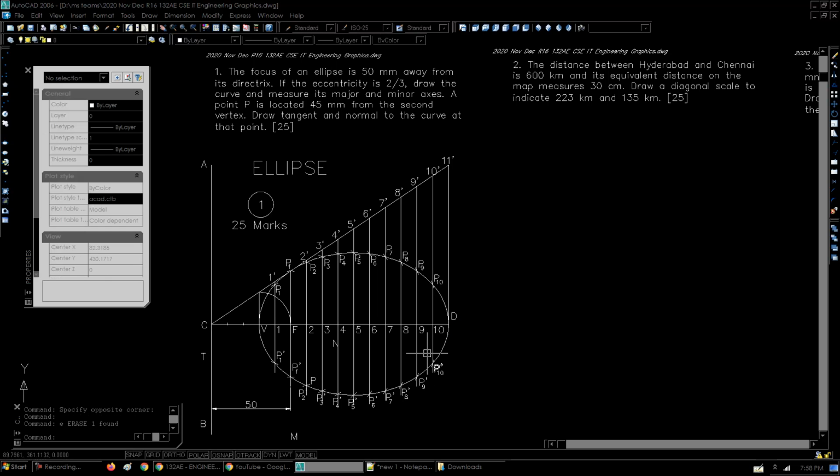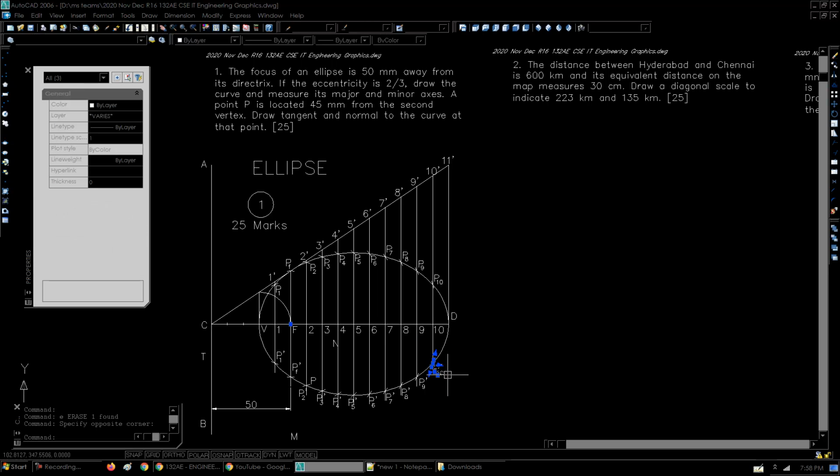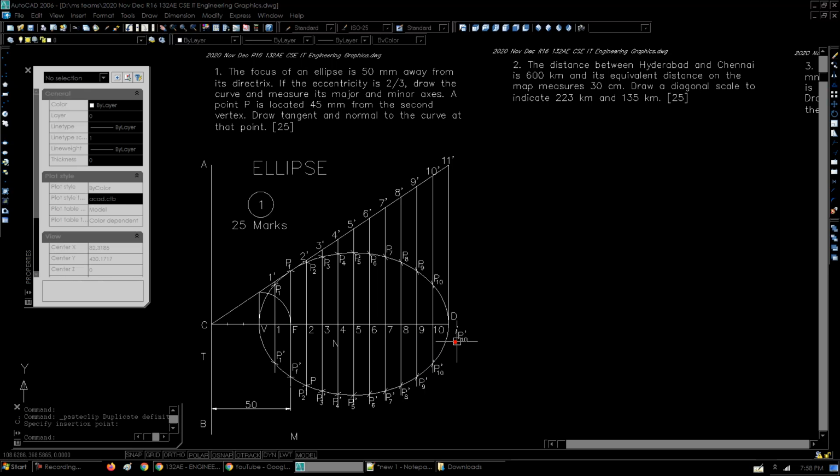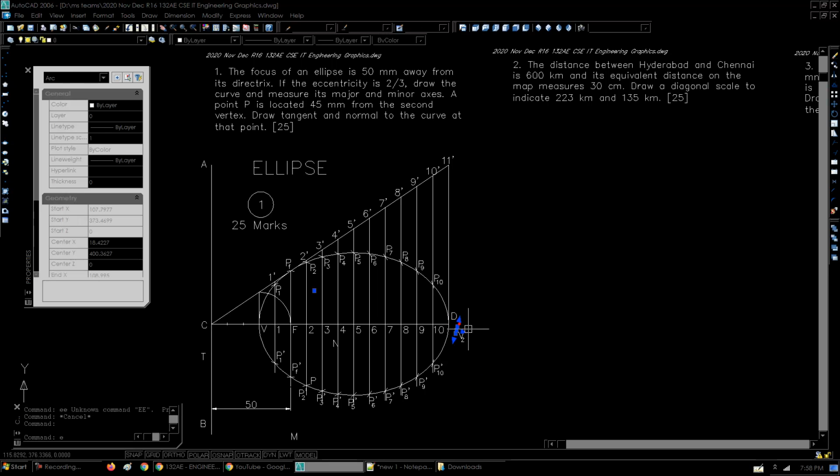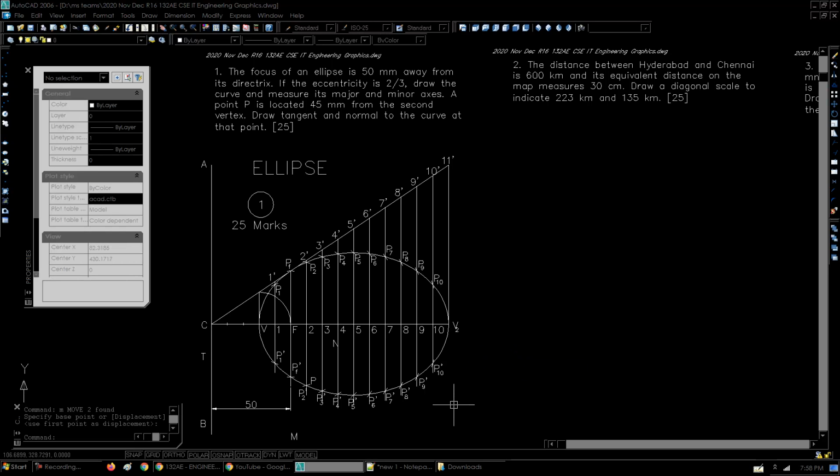So I'll just do one thing. I will take this point over here, place it here. I'll just name this as the vertex, and this is the second vertex. I'll just remove this. So this point here is the second vertex. Now from the second vertex I need to take a distance of 45 mm. So I'll take a circle of 45 mm.